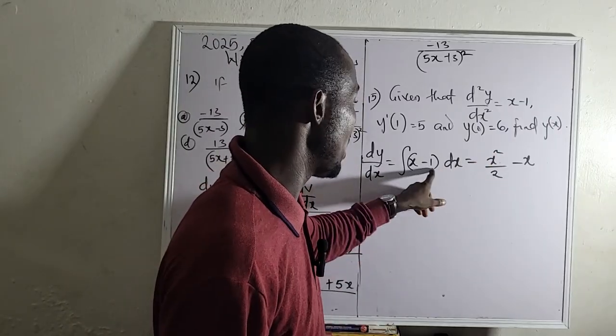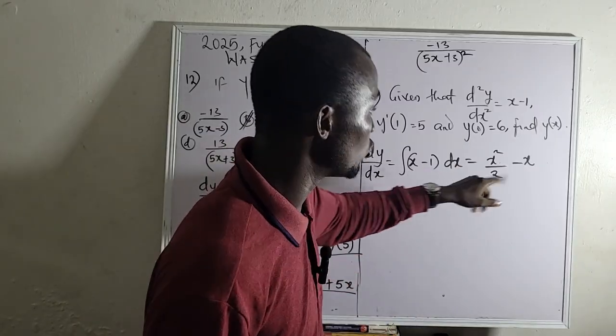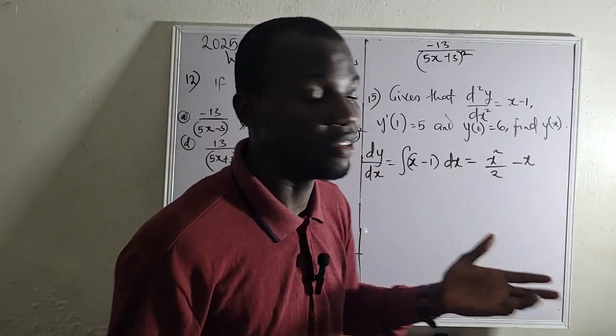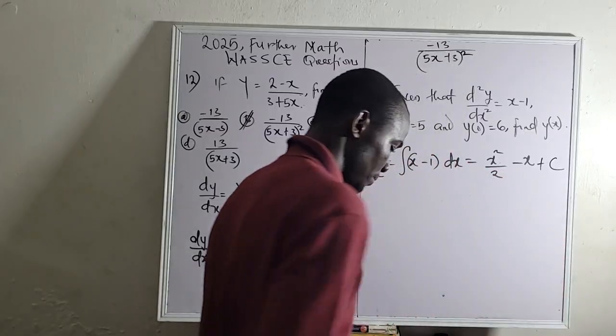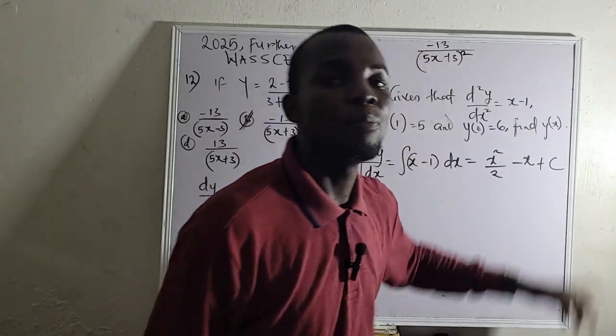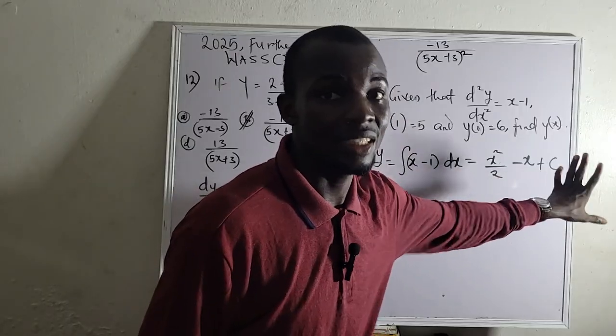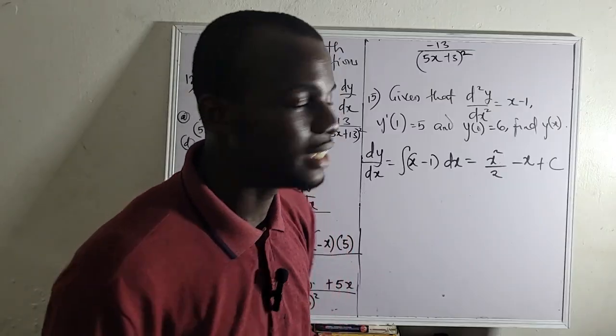That's just it. This is 1. X is raised to power 0 right there. If you add 1 to it, you have the variable x. So that's what we have. Then plus the constant, plus the arbitrary constant. This is how it is given if the integral is not a definite integral.